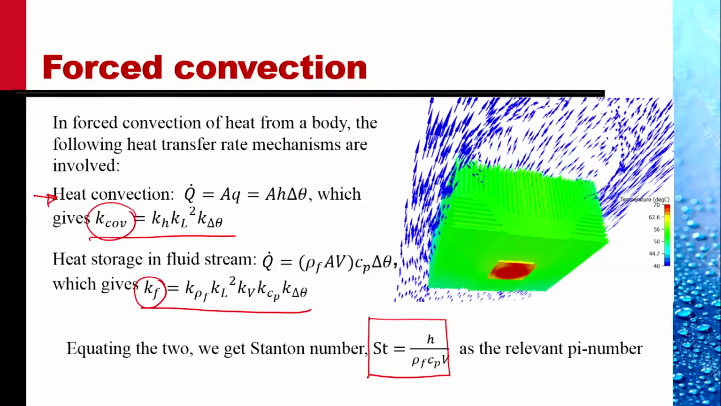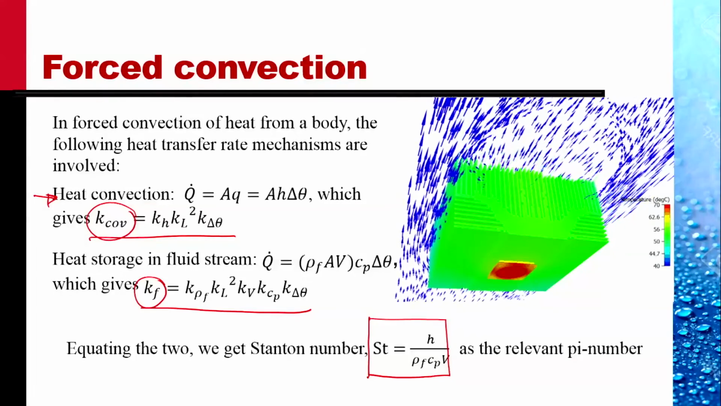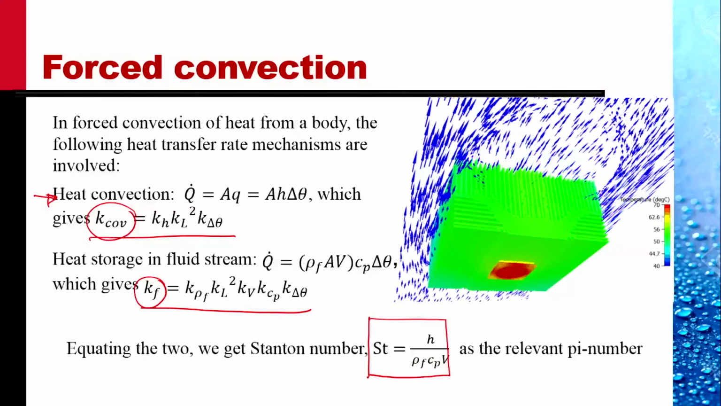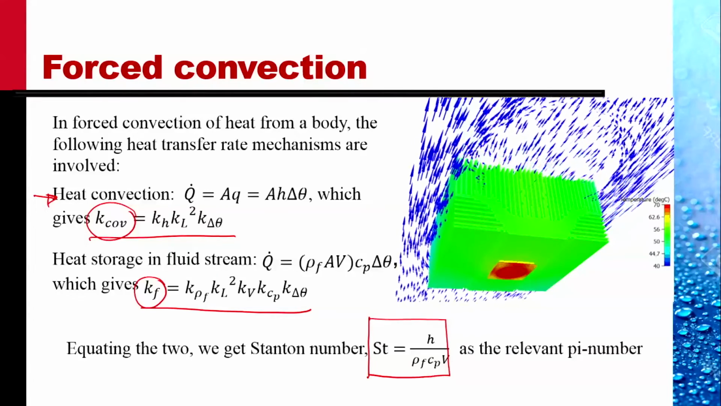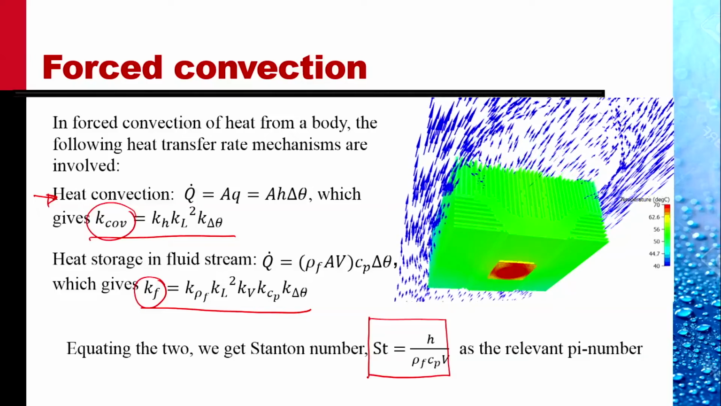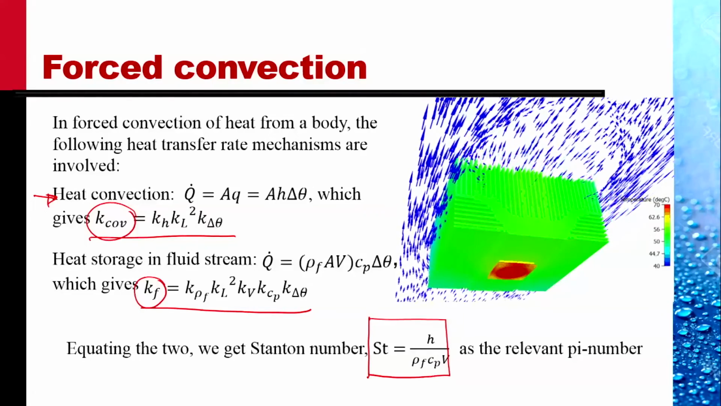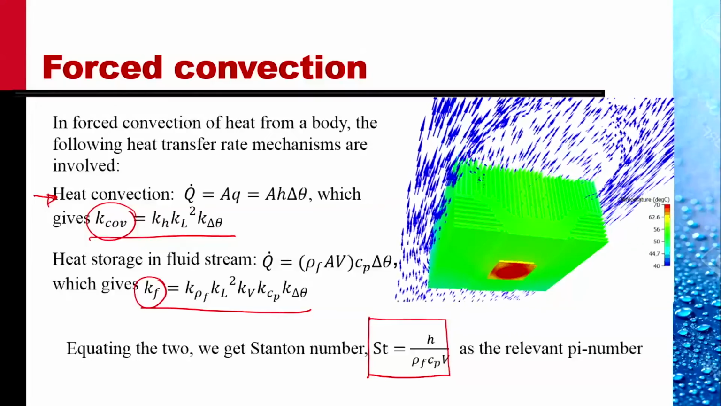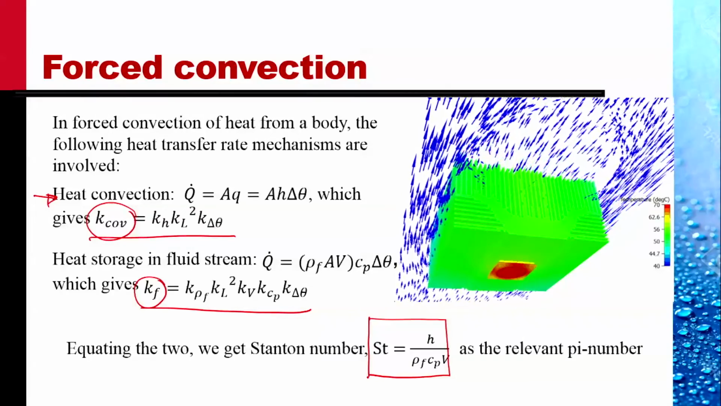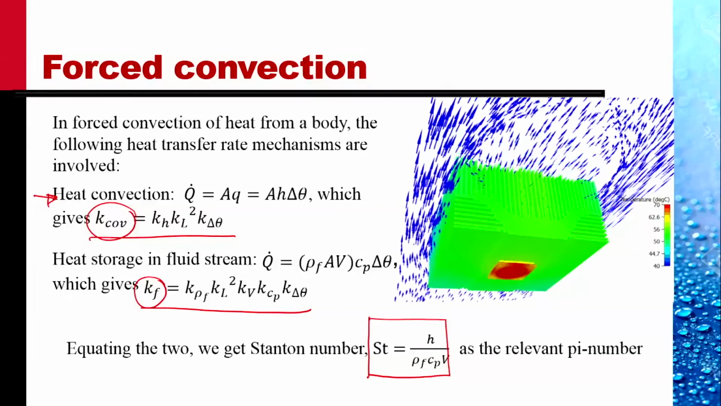That should have the same value in the model as in the prototype. Rho F is the density of the fluid, Cf is the specific heat at constant pressure of the fluid, V is the velocity at which it is flowing, and H is the heat transfer coefficient.